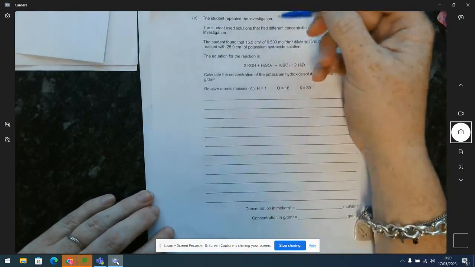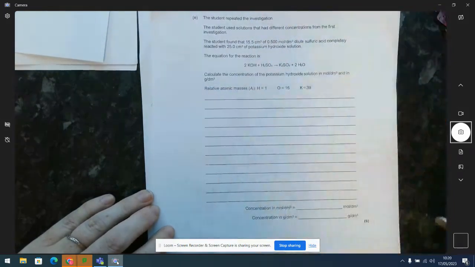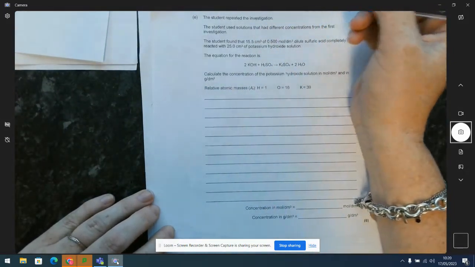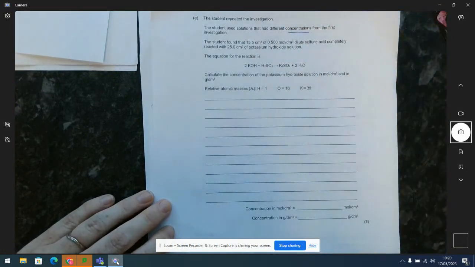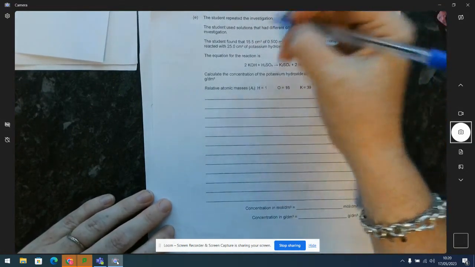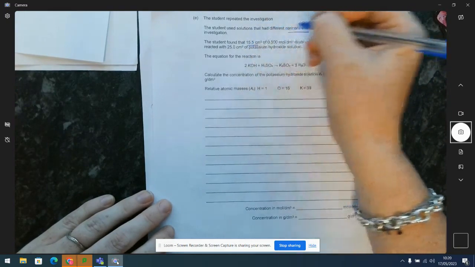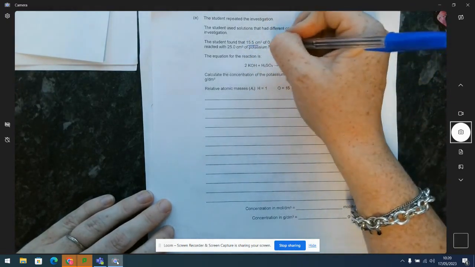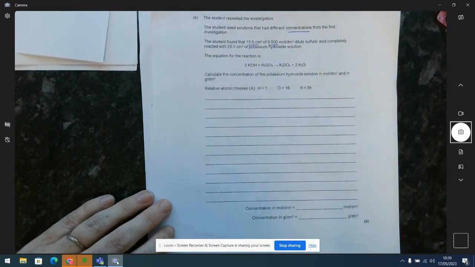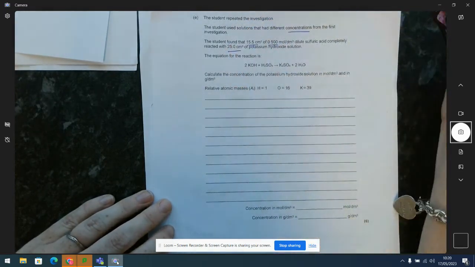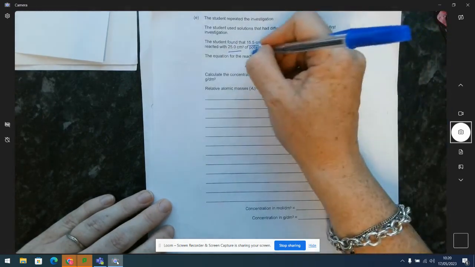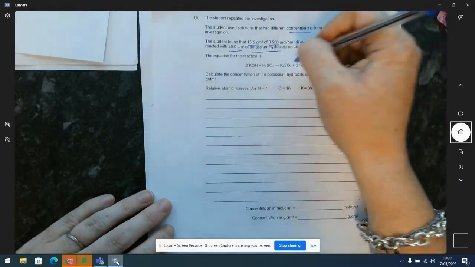It says, and we'll go through it and I'll show you how I'd lay this out. So it says the student repeated the investigation. The student used solutions that had different concentrations from the first investigation. The student found that 15.5 centimeters cubed of 0.5 moles per decimeters cubed sulfuric acid completely reacted with 25 centimeters cubed of potassium hydroxide. And here's the equation.